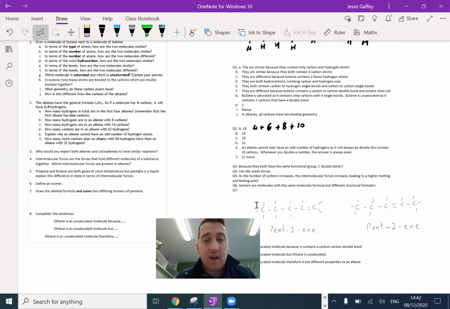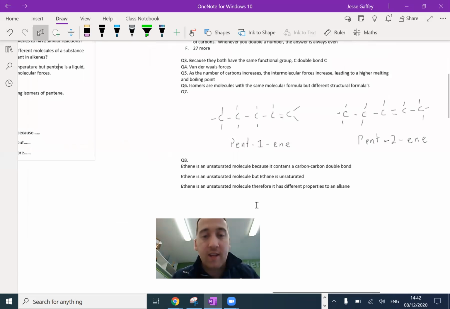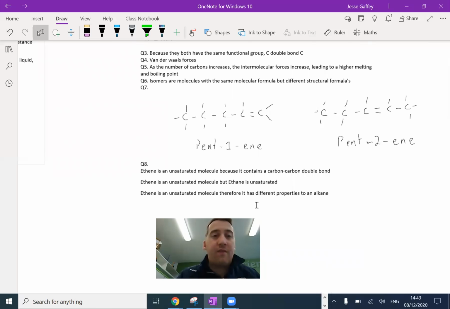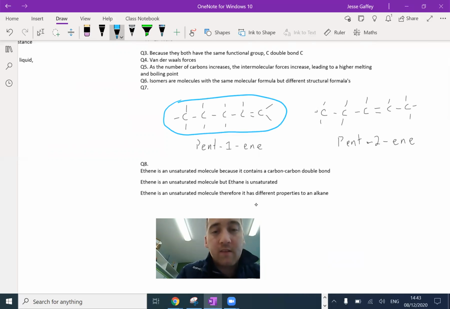Define an isomer. Isomers are molecules with the same molecular formula but different structural formula. And you then had to draw the skeletal formula and name the two different isomers of pentene. So well done if you got this right, guys. This is the answer to question 17. In the first example, we have a 5-carbon chain. That's why it's called pent. 5 carbons. And it's pent-1-ene. The double bond is after carbon number 1: 1, 2, 3, 4, 5. Well done if you got that correct.